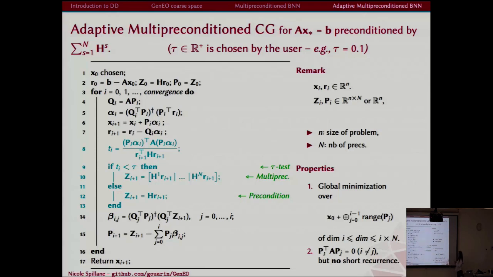So there's no problem mixing both types of iterations. The global minimization property still holds. The only difference is that now we don't know in advance what the size of the minimization space is going to be. It can be anything between the iteration number and the iteration number times the number of subdomains, depending on what the algorithm has decided to do for that particular problem.